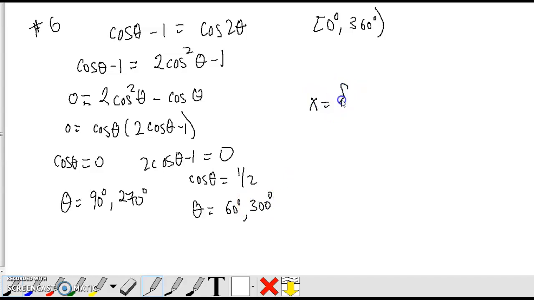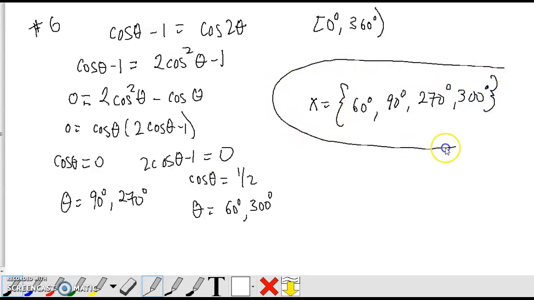So x is equal to, we got a couple answers. 90 is not first, 60 is first. So 60, 90, 270, 300. So sometimes our problem does not require us to write let statements and solve for it, but again, we are using multiple angles with single angles. We're trying to get them all to look exactly the same. All right, we'll do a few more examples in the next video.